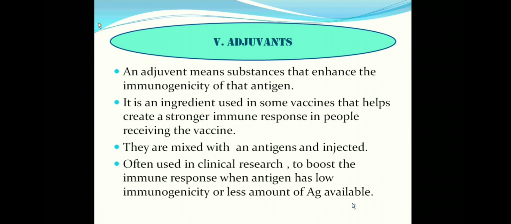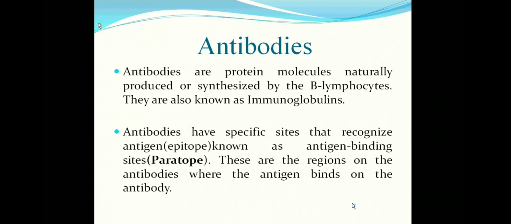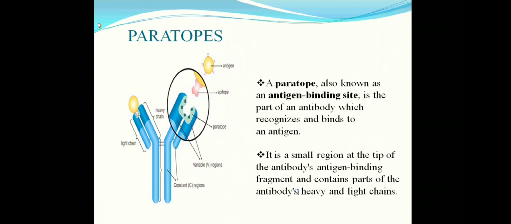Then antibodies. Antibodies are protein molecules naturally produced or synthesized by the B lymphocytes. They are also known as immunoglobulins. Antibodies have specific sites that recognize antigen, known as antigen binding sites, and that is paratope. These are regions on the antibodies where the antigen binds on the antibody. This is the structure of antibody. Here this is the antigen binding site, that is paratope.